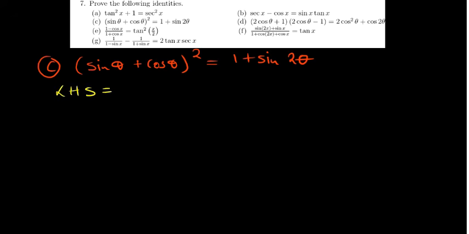Now for C, we have sine theta plus cosine of theta, squared, equals 1 plus sine 2 theta. I feel this one is more visible to say which side is more complicated. I think the left hand side is clearly complicated, so I can go directly into expanding it. Since it is squared, it means sine theta plus cosine theta, and again the other bracket like that.